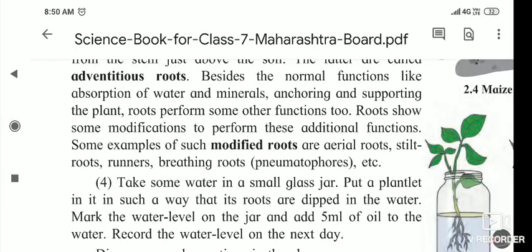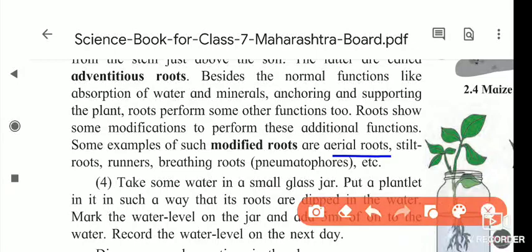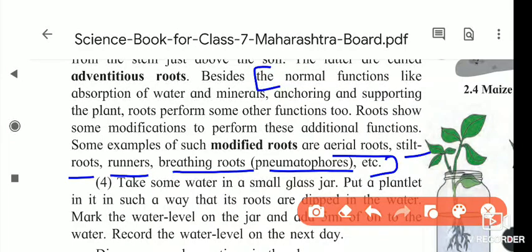Here they perform additional functions, and some examples of modified roots are given here. Aerial roots are present in air. Stilt roots; runners, which help in reproduction: when the runners move forward, a new plant grows. Breathing roots are there. And nematophores. These are the different functions of the plant roots. After the third question, what are the functions of root, we have to write all these points. Then the next question.